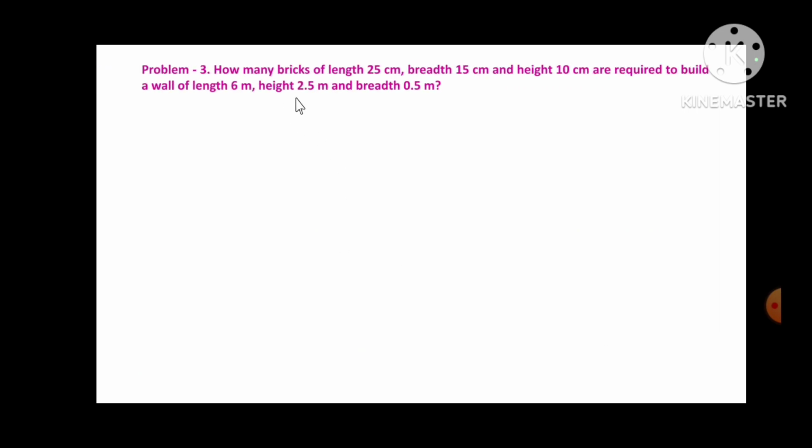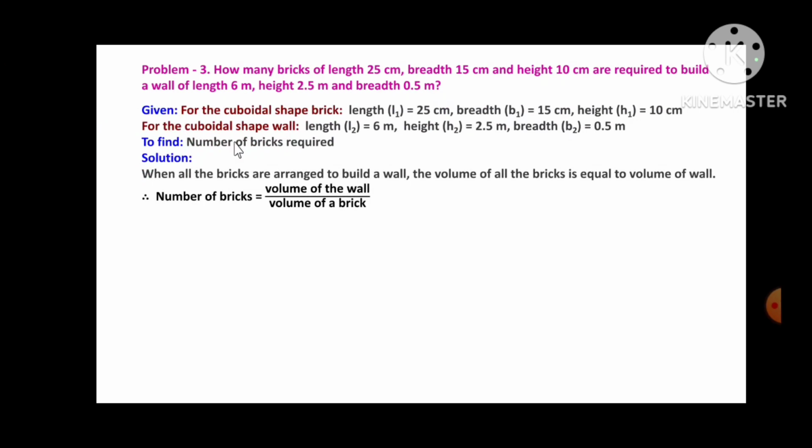Next, problem number 3. How many bricks of length 25 centimeter, breadth 15 centimeter and height 10 centimeter are required to build a wall of length 6 meter, height 2.5 meter and breadth 0.5 meter? So friends, here the given things are: a brick has a cuboidal shape whose length is 25 centimeter, breadth is 15 centimeter and height is 10 centimeter.